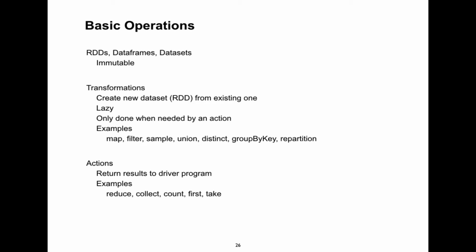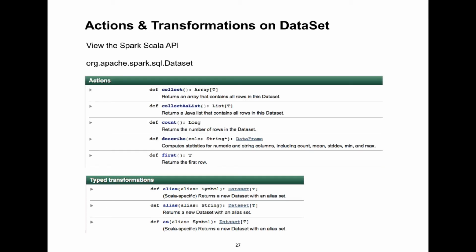Right, so reduce, collect, count, first, take. These are sample actions that return results to the master node. And they will execute the plan you build up with all your transformations. And yeah, the documentation will tell you which ones, here's a list of actions, here's a list of transformations. This is a Scala API, but we can do the same thing with Spark or Python.